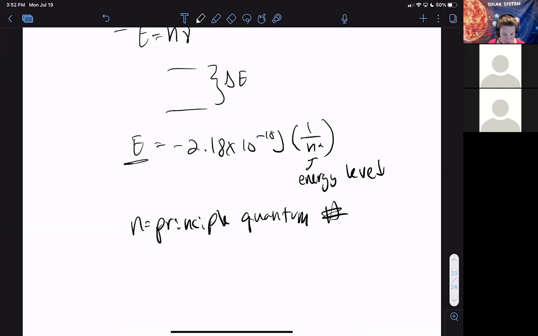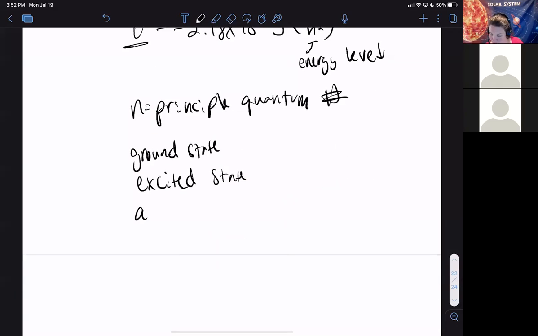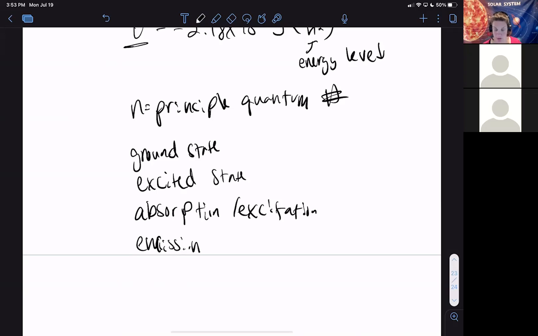Okay, I'm going to go a little bit quicker because now we're almost an hour in. You should know what the ground state is, what the excited state is. You should know what absorption is, excitation, and you should know what emission is.